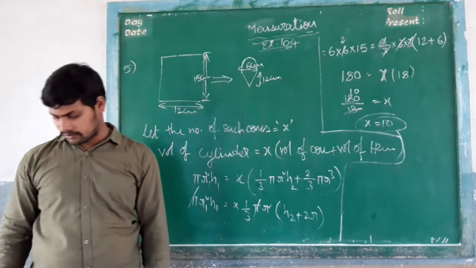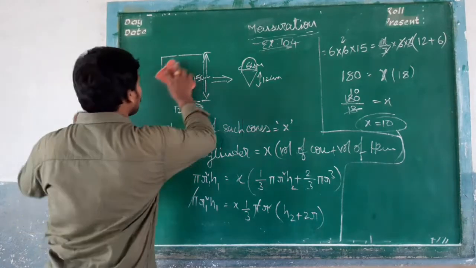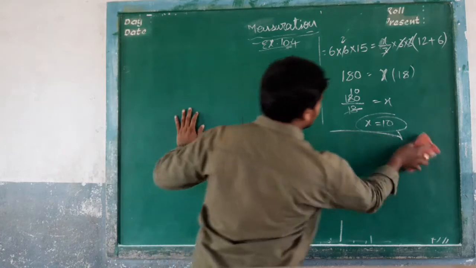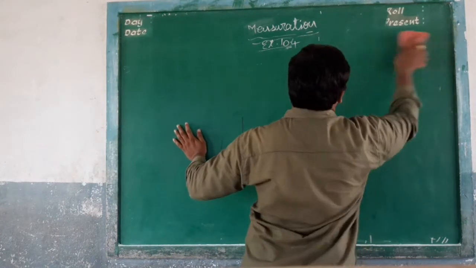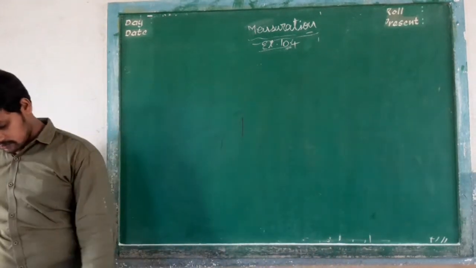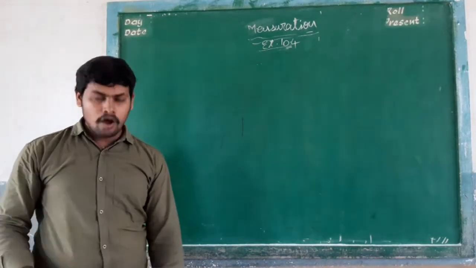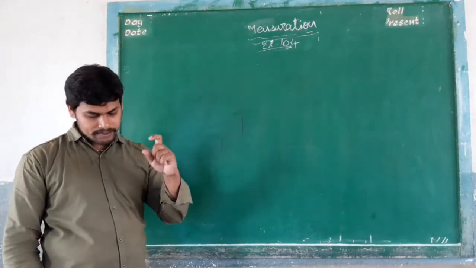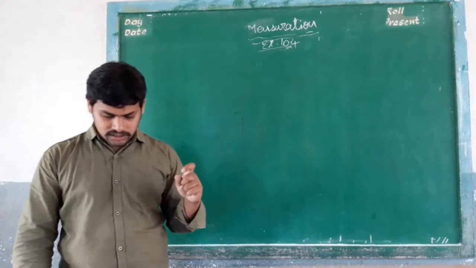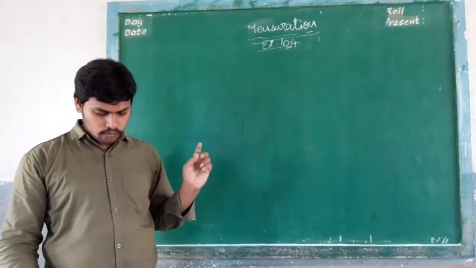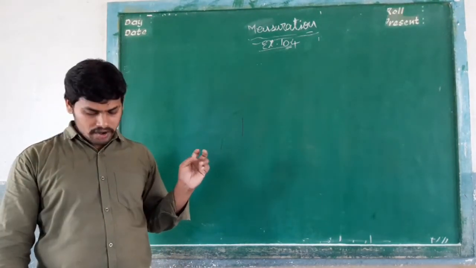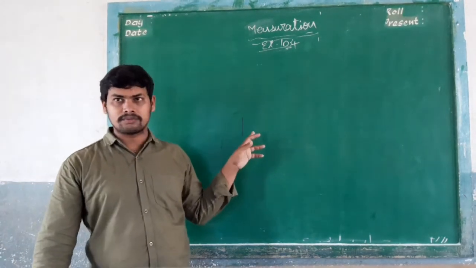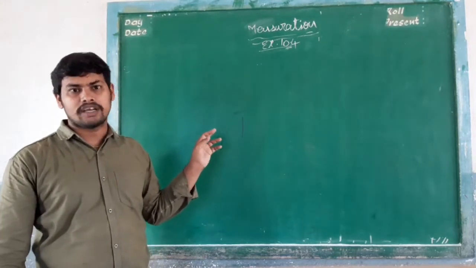Move to the sixth one. How many silver coins, 1.75 centimeters in diameter and thickness 2 millimeters, need to be melted to form a cuboid of dimensions 5.5 centimeters into 10 centimeters into 3.5 centimeters.